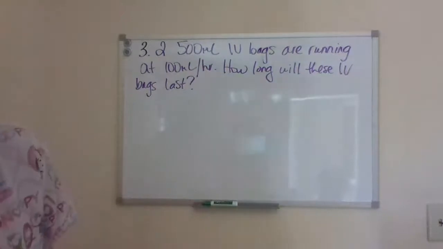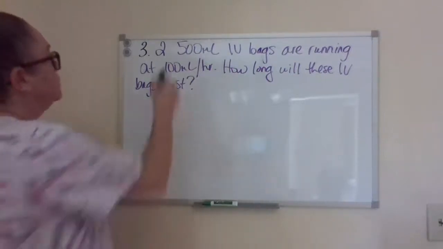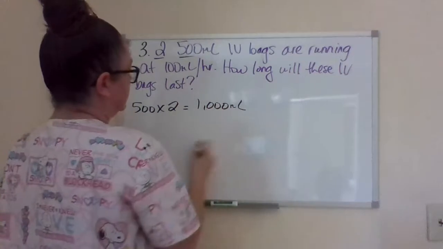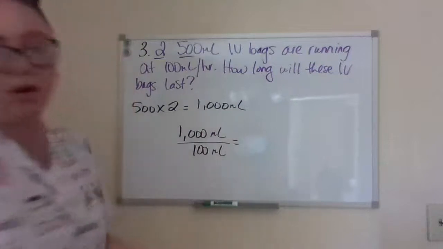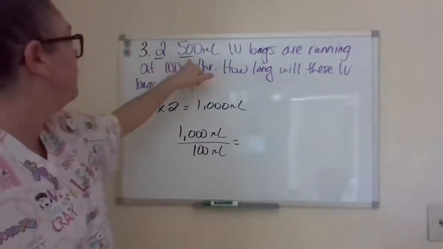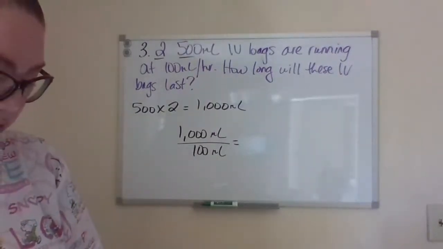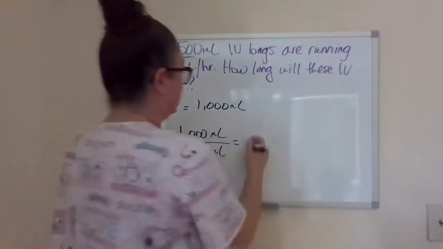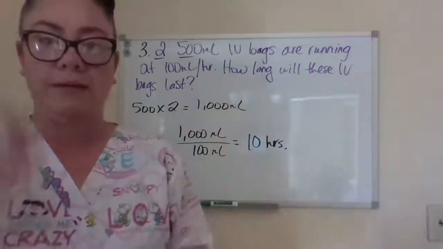So the next problem, two 500 ml IV bags are running at 100 mLs per hour. How long will these IV bags last? So two 500. So we have a total of 1,000 milliliters. So 1,000 divided by 100, and we get our total time. So again, two 500 ml bags. So 500 times two is a total of 1,000 milliliters being ran. And when you run those at 100 mLs per hour, you divide that, you get 10 hours, is how long it's gonna take for both bags to run completely, okay?